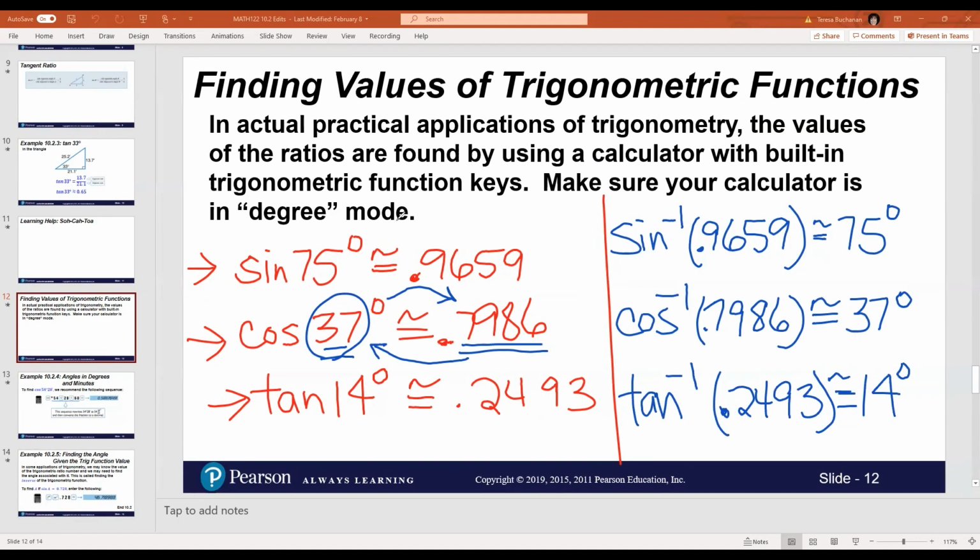The wrap up on 10-2. That last slide is basically what we just did. So we're all set. So that was 10-2.